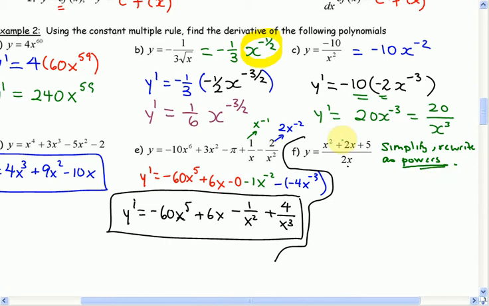Now, what do I mean by simplifying? I'd like you to break this up into actual individual terms. So let's divide every single term in the numerator by 2x. Okay? And then I'd like you to simplify and rewrite them as powers. That's how you should do f.